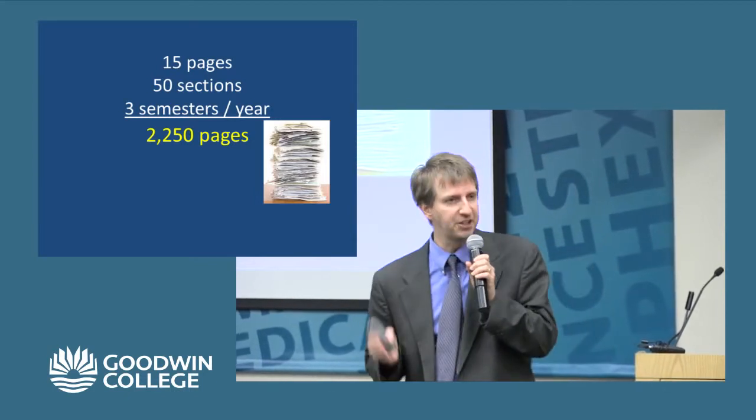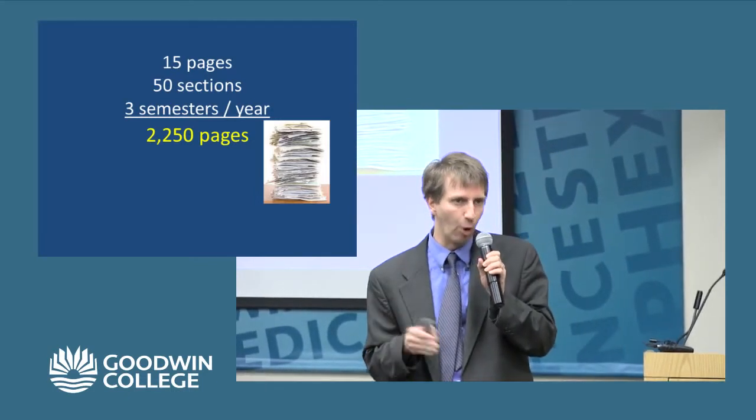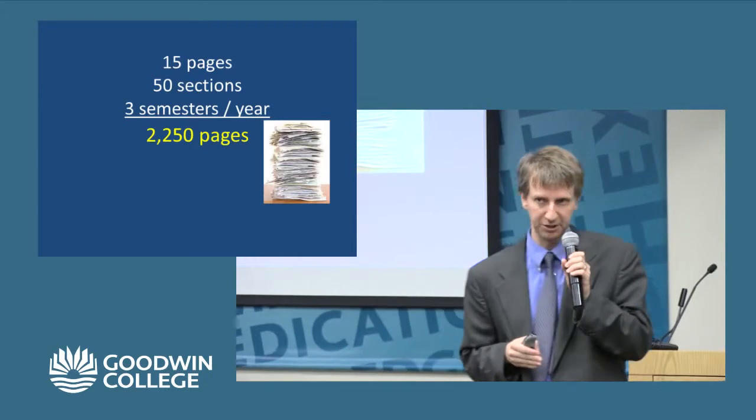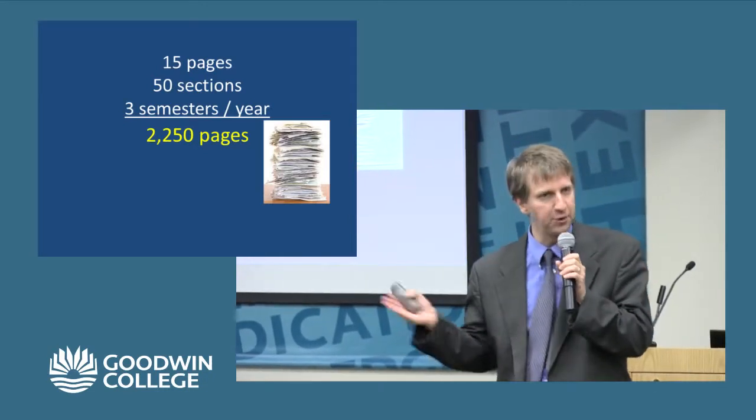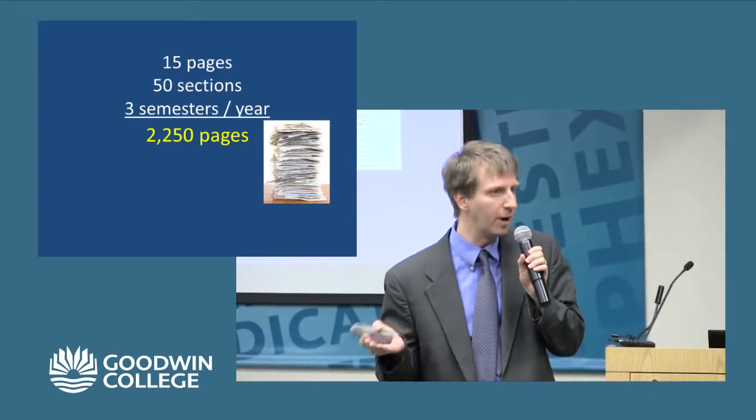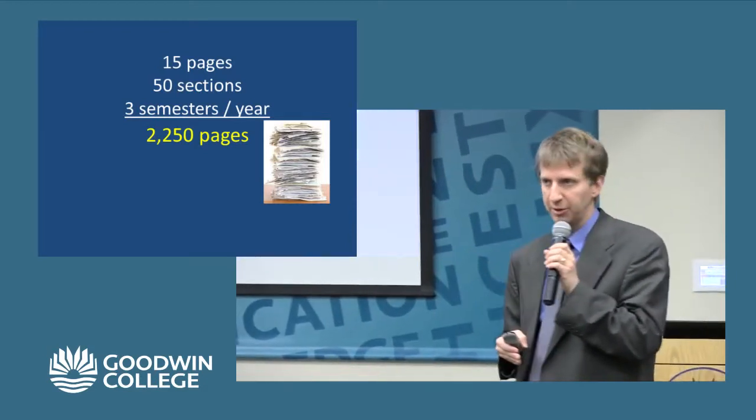Now the number 50, that's the number of English sections that we run at Goodwin College per semester. A number of English classes. Sometimes it's a few more, sometimes it's a few less, but on average we run about 50 classes of undergraduate English every semester. And then the third number there is we have 3 semesters, because we have a summer semester here at Goodwin.